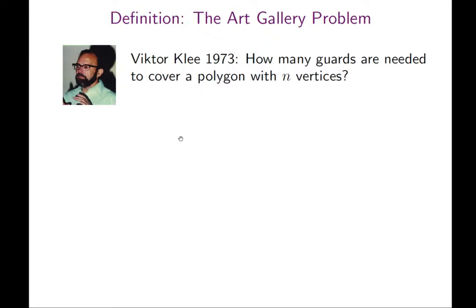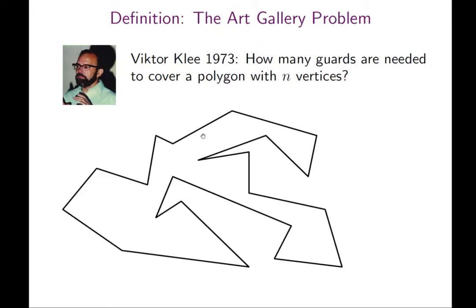It was originally introduced by Victor Klee in 1973, and he asked how many guards are needed to cover a polygon with n vertices. So there's a polygon with n vertices, and let's say I place a guard here. Then the guard is covering everything that is seen, and what is seen is wherever there is no obstruction. So the line segment between a point and the guard should be fully contained in the polygon in order to be seen. These 6 points here cover the whole polygon, but actually those 4 points would be sufficient.